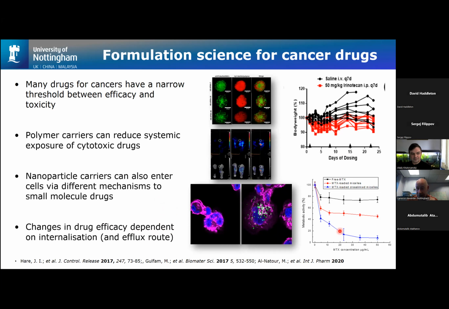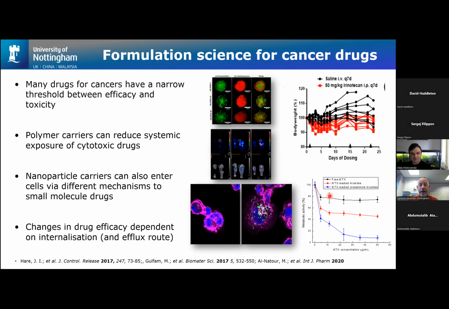And you can see in this case that the polymer delivered methotrexate is actually much more potent than the free drug itself, which is usually the other way around. You don't normally expect it to be quite as effective if the polymer doesn't release all the drug. So there are some interesting points on this.